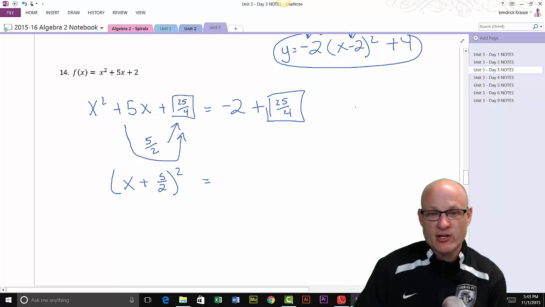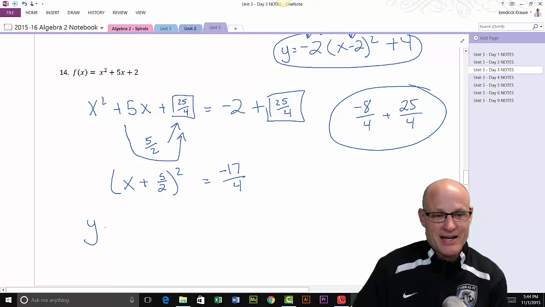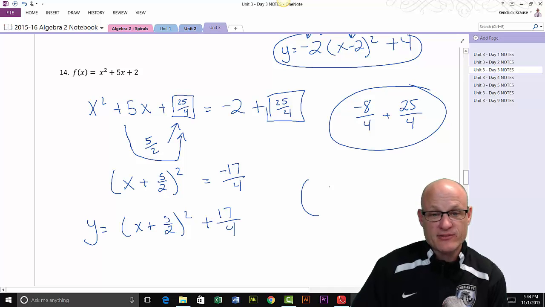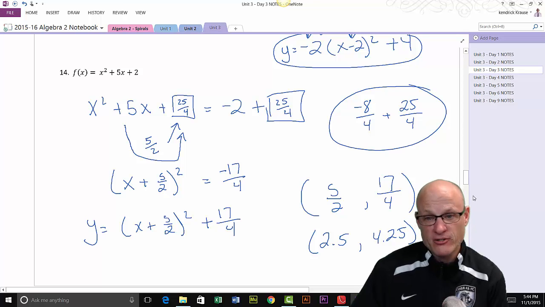now in order to add these together, I'm going to do -8 over 4 plus 25 over 4. And you could just do this on your calculator if you want to, -2 plus 25 over 4. And this would give me, what is this, -17 over 4. And I'll just add that back, so I get y equals x plus 5/2 squared plus 17 over 4. So my vertex in this case would be 5/2, comma, 17 over 4. For those of you who like decimals, it's 2.5, comma, 4.25. There it is.